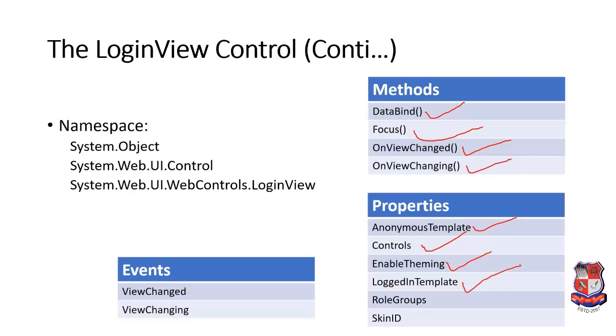Next is LoggedInTemplate. It is used to retrieve or specify the template that needs to be displayed to users who are logged into the website according to the role group property. Next is RoleGroups. It is used to retrieve a collection of role groups that contain a template associated with a particular role. And last one is SkinID. It is used to specify or retrieve the skin to apply to the login view control.